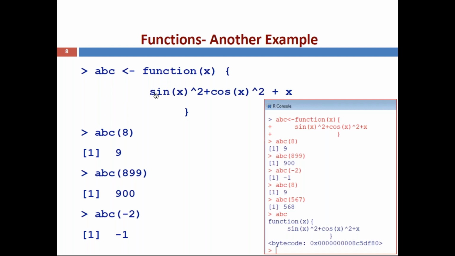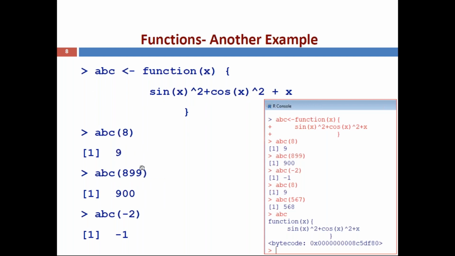But here sine function, cos function is there. Then after computing sine of x value, then power 2. Then after computing cos of x value, power 2, then these two can be added to x, whatever the argument you are giving. So for example, here you can observe you are giving x as 8. So the command is sine of 8 power 2 plus cos of 8 power 2 plus 8. Like that, this can be simplified. The final result is 9.